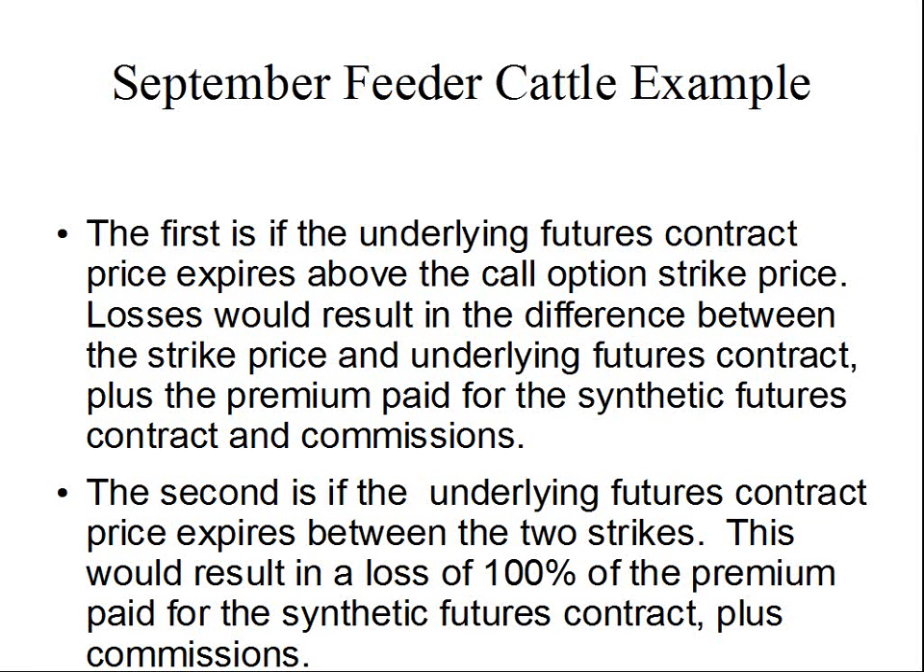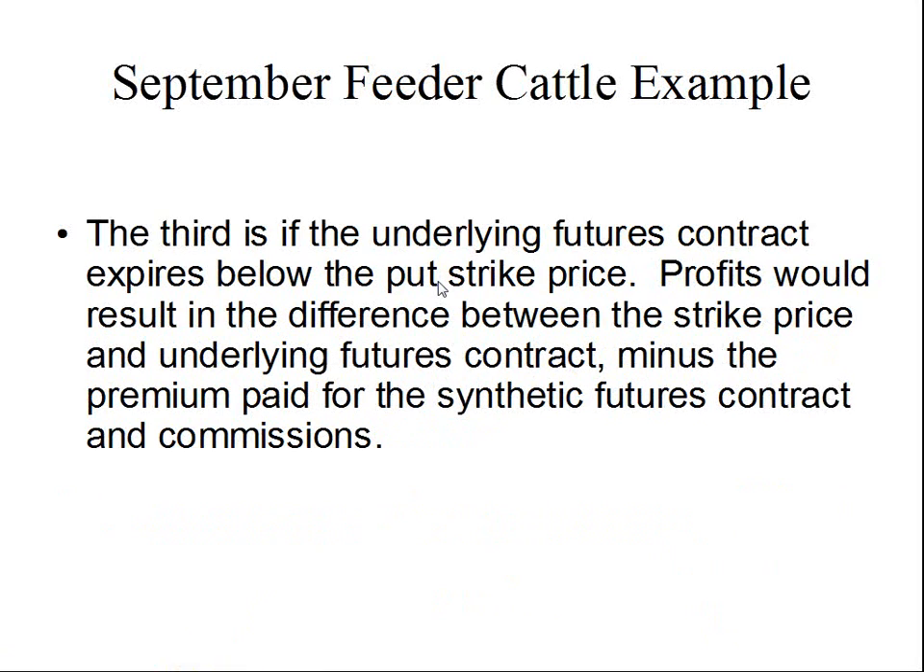The second is if the underlying futures contract price expires between the two strikes. This would result in a loss of 100% of the premium paid for the synthetic futures contract, which in the example that we've got is $1.32 plus commissions.